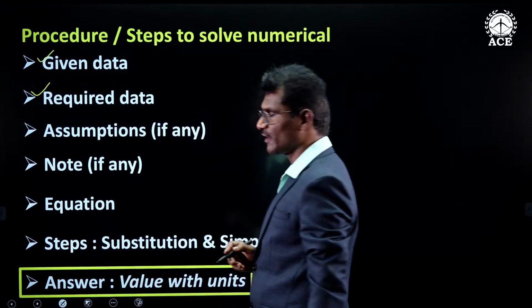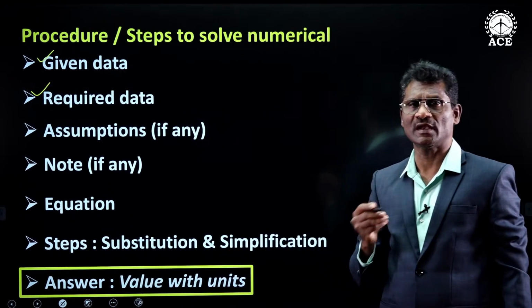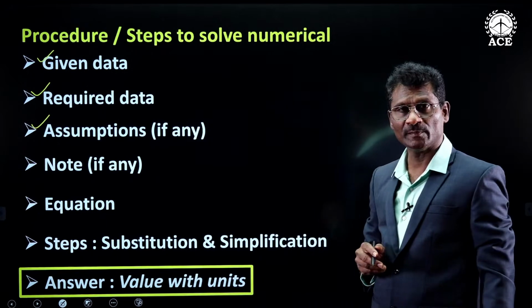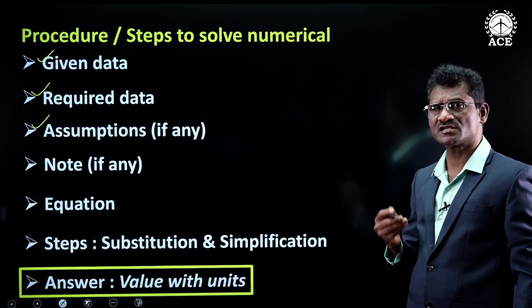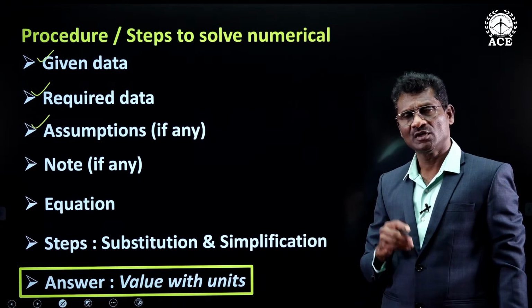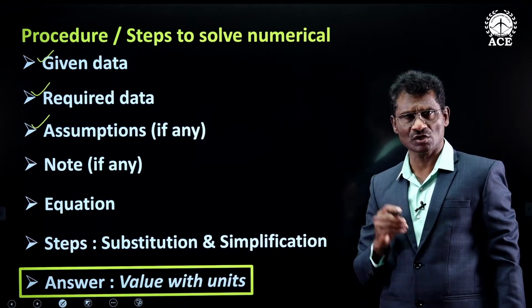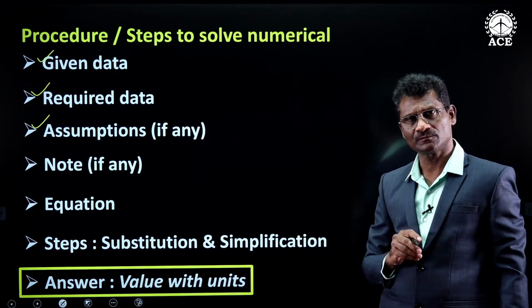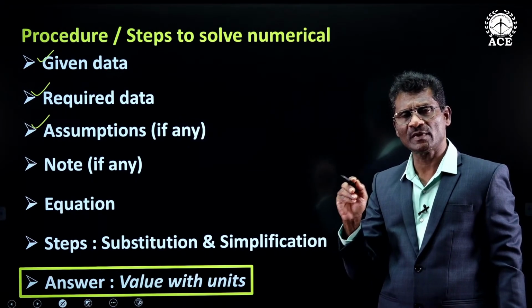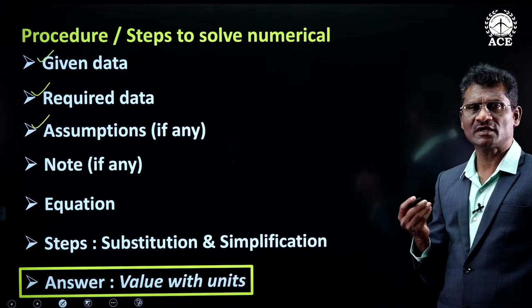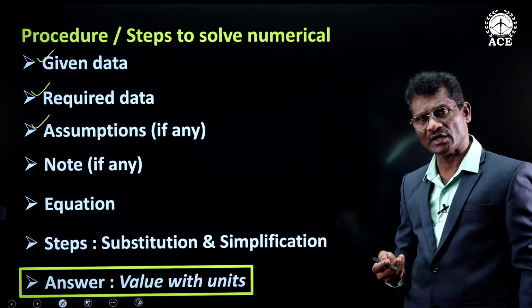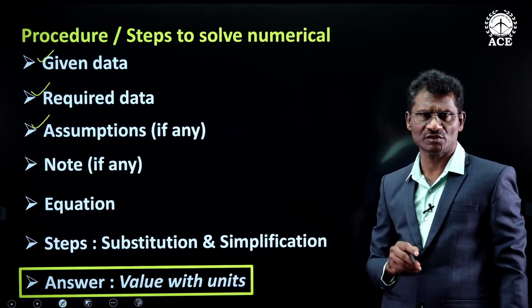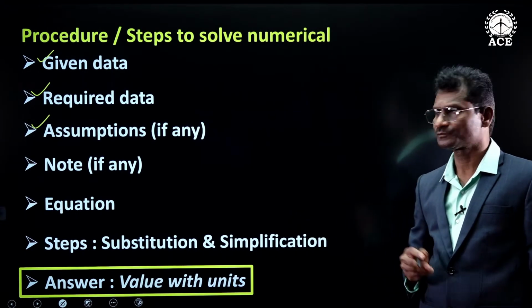Next one is required data. That is what is supposed to be calculated. Next one, assumptions if any. Remember that for a numerical, certain assumptions could be required. For example, suppose in a numerical temperature is not given and you want to substitute a value for Vt, which is equal to T degrees Kelvin by 11,600. The temperature is not given, so it can be assumed as default 27 degrees centigrade or 300 Kelvin, that is the room temperature. So that can be written there.